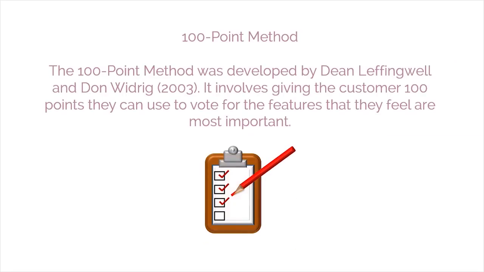D. 100-point method. The 100-point method was developed by Dean Leffingwell and Don Widrig in 2003. It involves giving the customer 100 points they can use to vote for the features that they feel are most important.